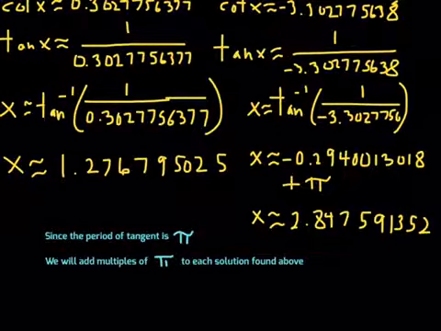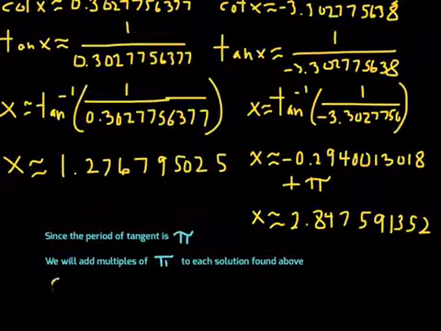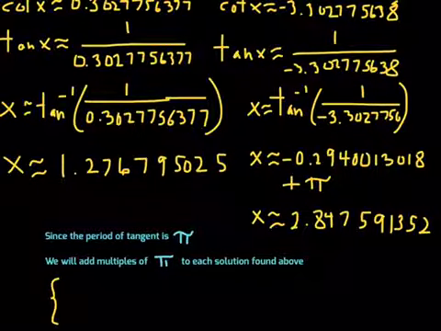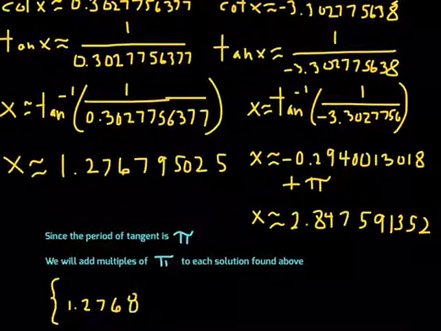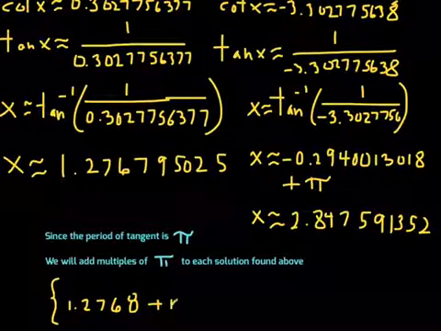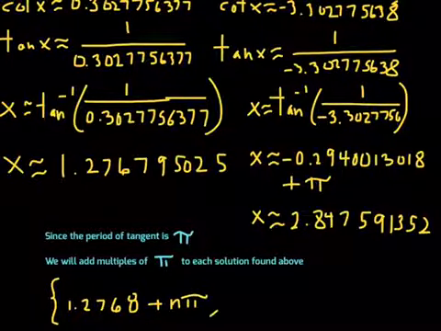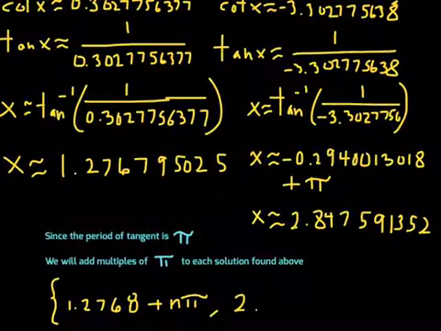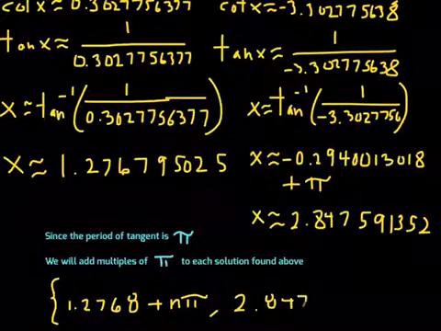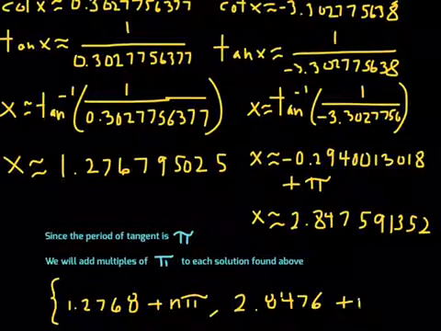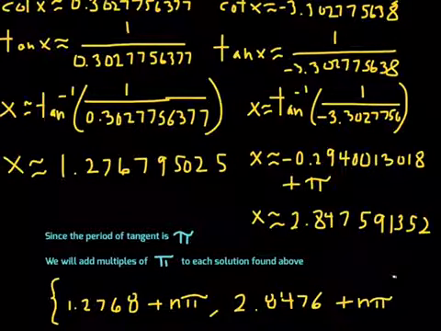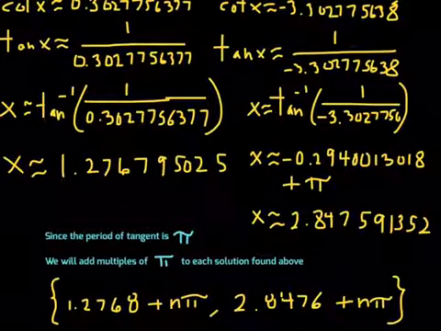All right, so since the period is pi, we're going to add multiples of the period to each of the solutions to get our final answer. So one of the solutions is 1.2768, let's go ahead and round it there, plus multiples of the period, right, pi. And then the other one is 2.847, let's cut it off here, 476, plus multiples of the period. All right, so that's our final solution.